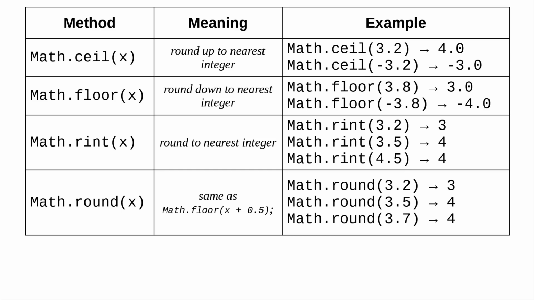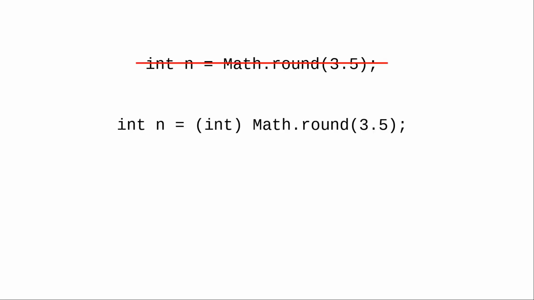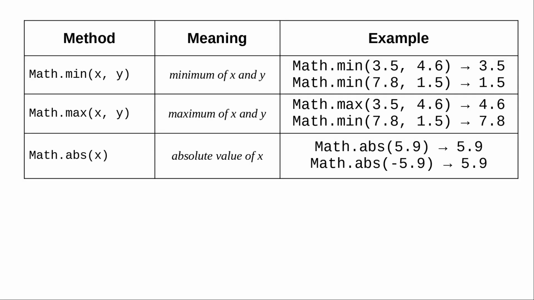The round method returns a long when you give it a double. That means you can't do this. Instead, you have to do a cast to make sure you get an integer. We have these methods to find the minimum and maximum of two numbers, and also an absolute value method.